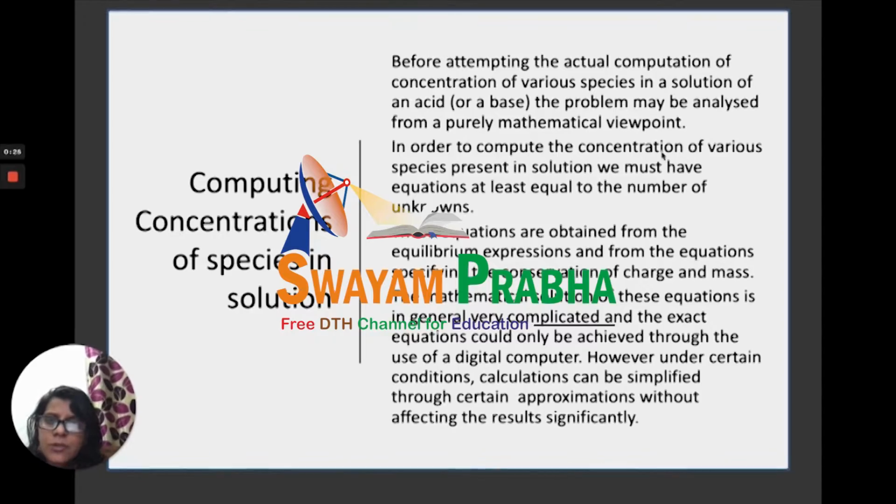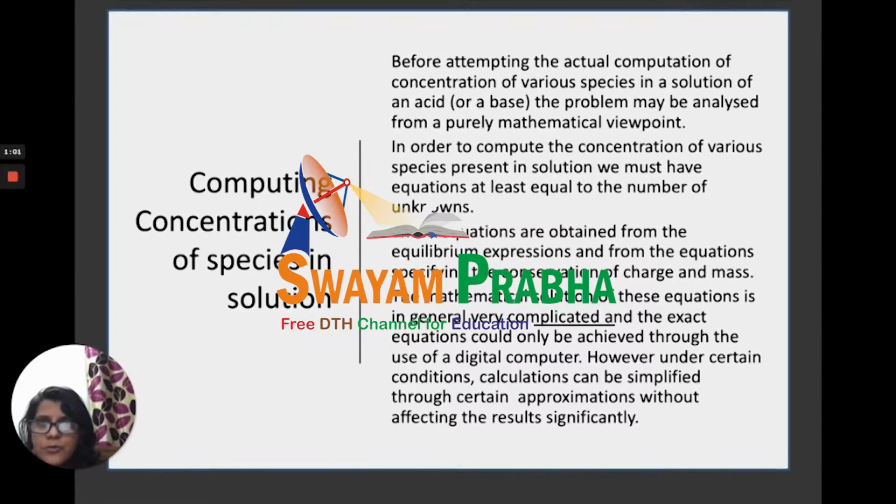Now, in order to compute the concentration of various species which are present in solution, we must have equations at least equal to the number of unknowns that are there in the solution. Now these equations will be based on the equilibrium expressions in the solution. So whatever equilibria are existing in that solution, you will write equations based on that. You will write equations based on the conservation of charge and on the conservation of mass.